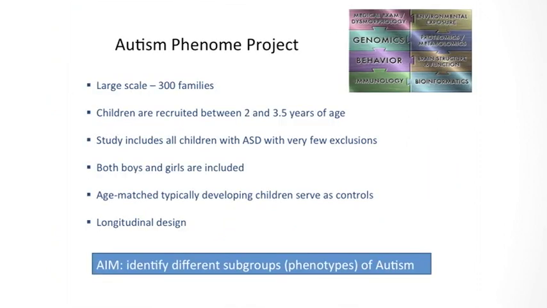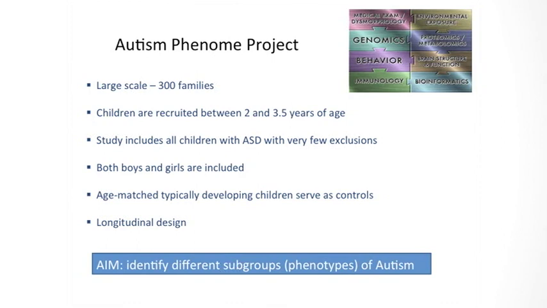So that's where the Autism Phenome Project comes in. This was really the brainchild of David Amaral, who's the research director at the MIND Institute. And in 2004, they started planning for the study. And he really wanted to define the different biological phenotypes of autism.